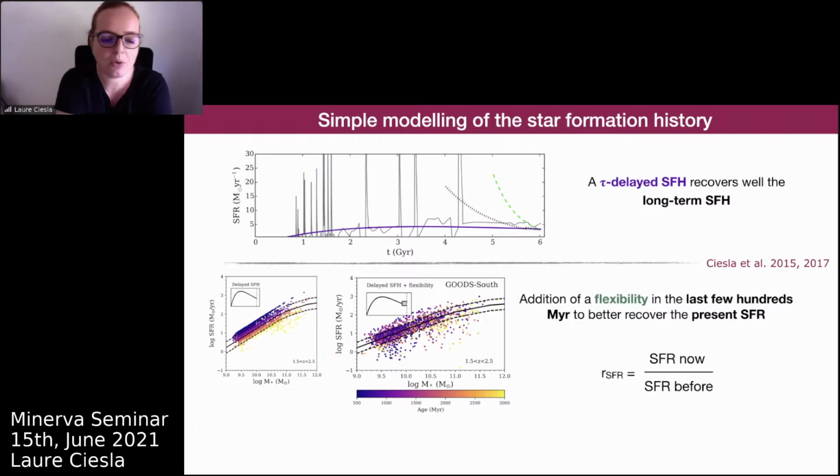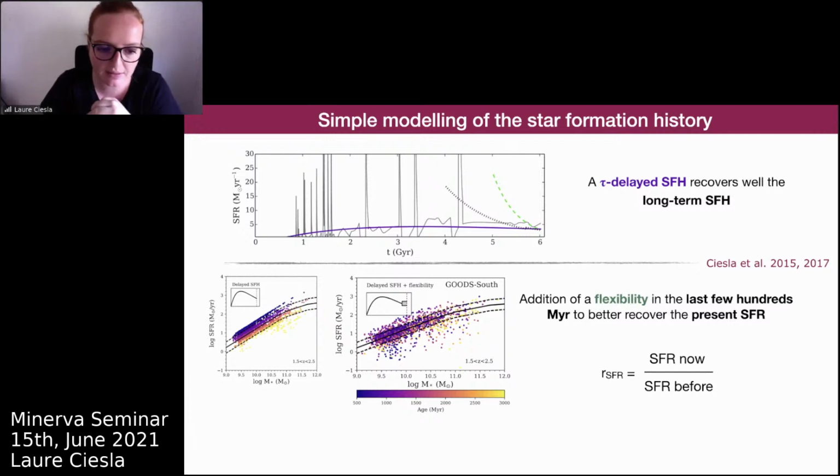So you can see in the bottom, the two bottom figures on the left, if you use the tau delayed star formation history, and you look at this famous star formation rate versus stellar mass relation, the other drawback of the tau delayed star formation history is that it creates a kind of artificial gradient in terms of age. You see this kind of rainbow, which is actually artificial.